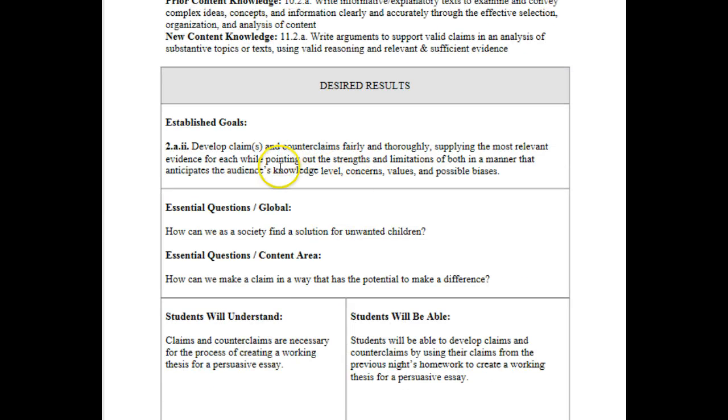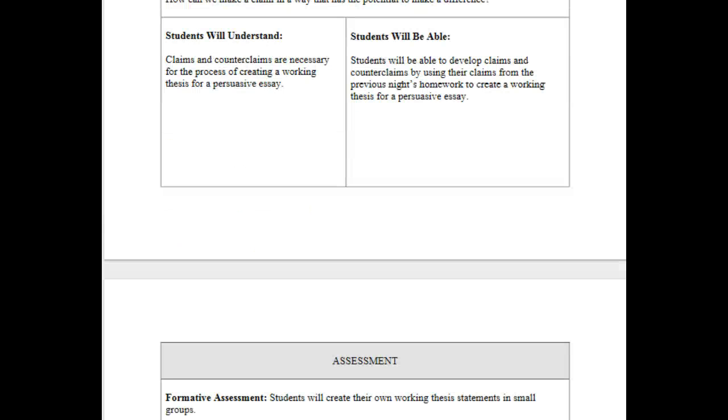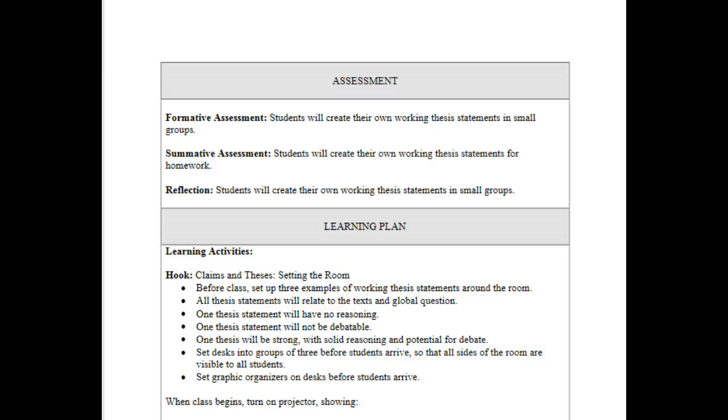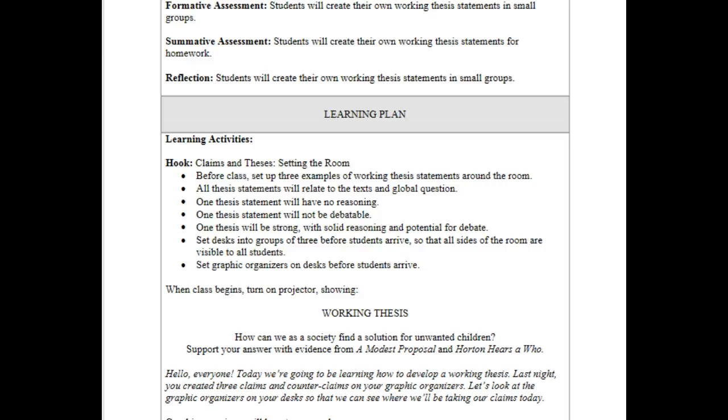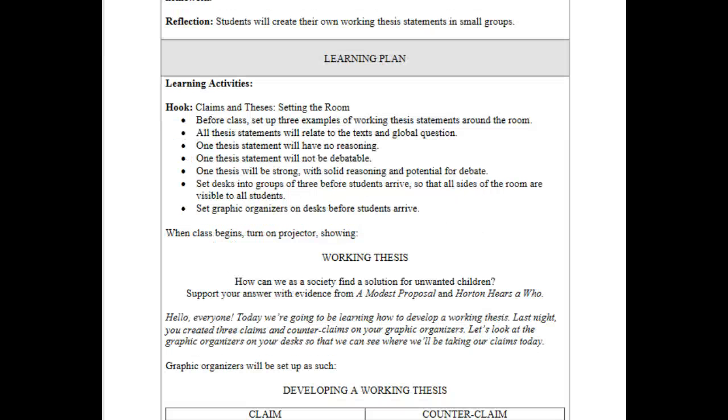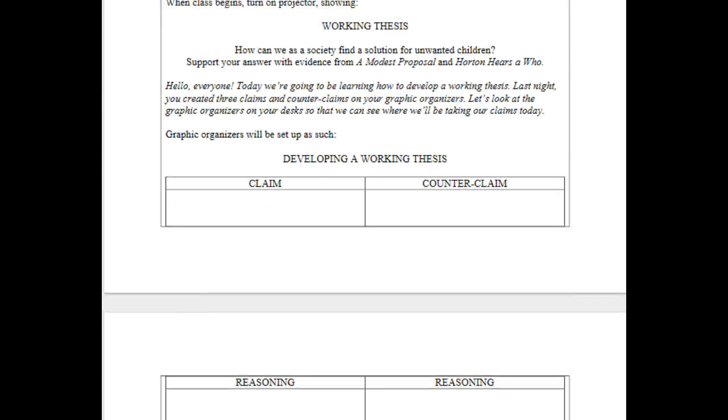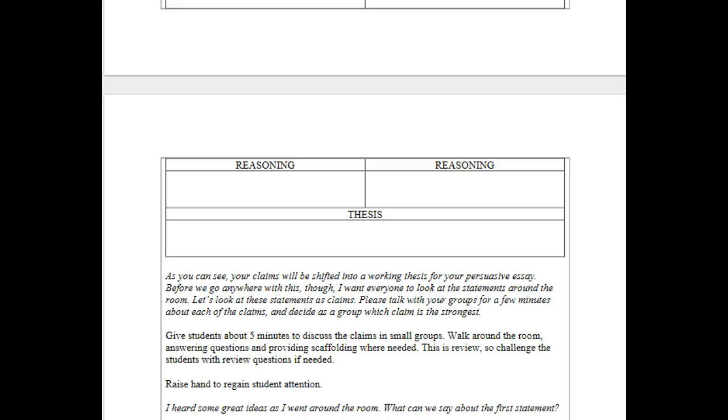Again, I see we're working on the same goal, claims and counterclaims here. All right, and I like that the second one you have them working towards their thesis statement. And so then you have a working thesis statement: How can we as a society find a solution for unwanted children? Support your answer with evidence. All right. Let's scroll down here. There's the graphic organizer.